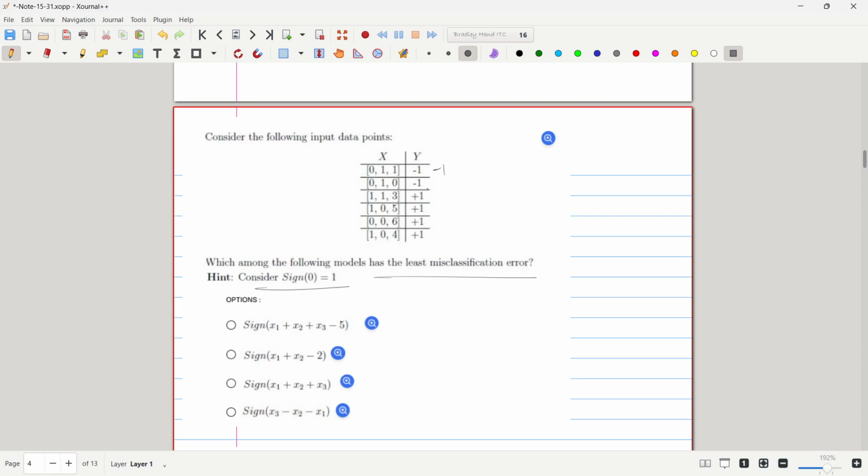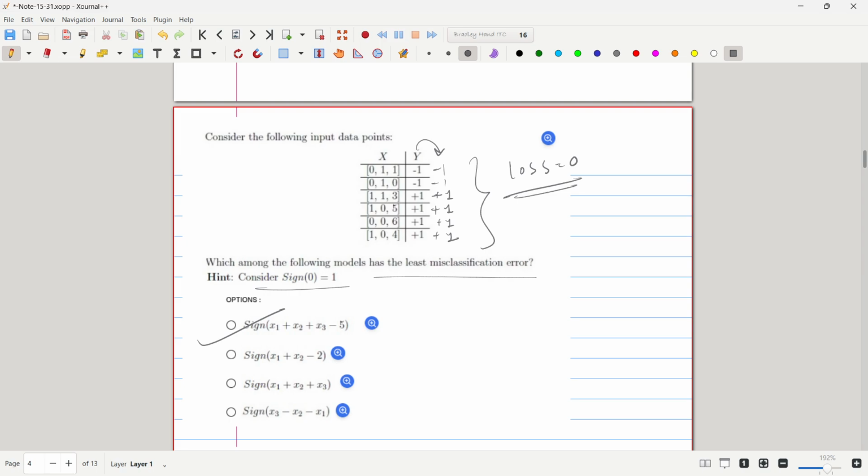1 minus 5 is minus 4, so that is minus 1. And 3 plus 1 plus 5, 5 minus 5 is 0. Sign of 0 is 1. 1 plus 5 is 6. 6 minus 5 is 1, so that is also plus 1. And 4 plus 1 is 5, 5 minus 5 is 0, so that is also plus 1. Here you can see that y and the sign functions are all the same. So the loss function will be 0. So this first option is itself the correct answer.